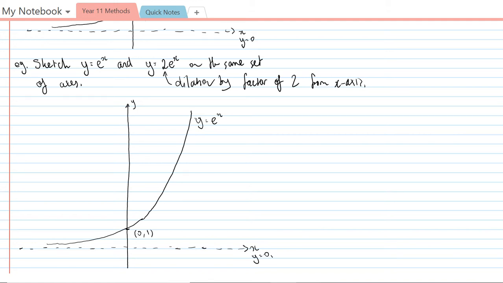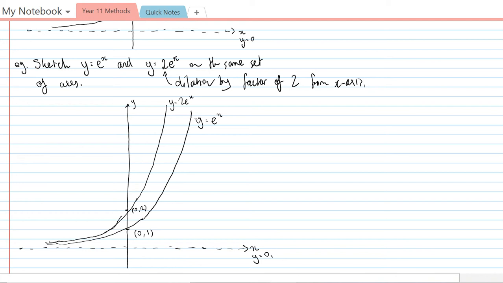Now when y equals 2e to the x, if I put an x value of 0 there, then 2 times e to the 0 is going to be 2. And it's still going to have the same asymptote, but it's going to be a little bit higher than the original one. Oh, that was a bit lumpy. So then we get that kind of shape, y equals 2e to the x.